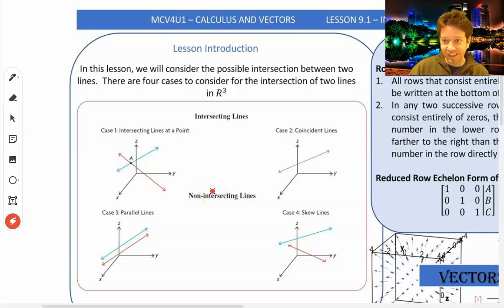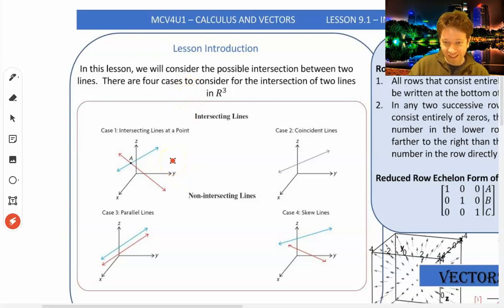So today's lesson is 9.1. It's all about intersecting lines, and we're going to look at 4 cases. Now, 2 of the cases we're probably familiar with in grade 9, right? If you're looking at 2 dimensions, you'll either have lines being parallel, or if they're not parallel, they'll intersect. But here we have a couple more cases we're going to go over.